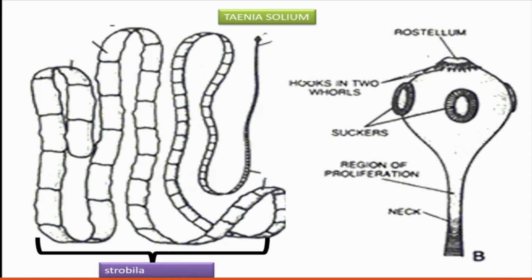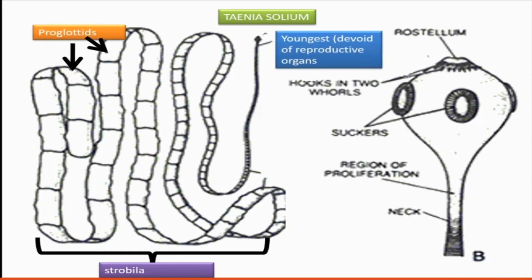Scolex, I will show, scolex is this one. Scolex enlarged picture is shown here. Scolex. Then neck portion is there, and strobila. All these parts are called strobila. And the scolex, it resembles a pinhead, and its length is 0.6 to 1 millimeter in diameter.